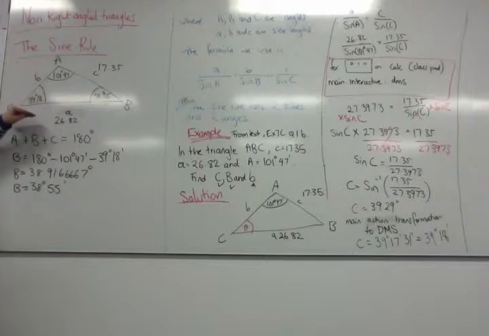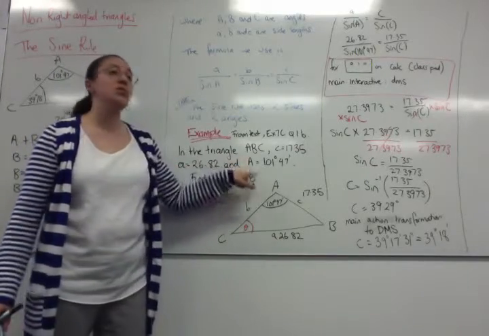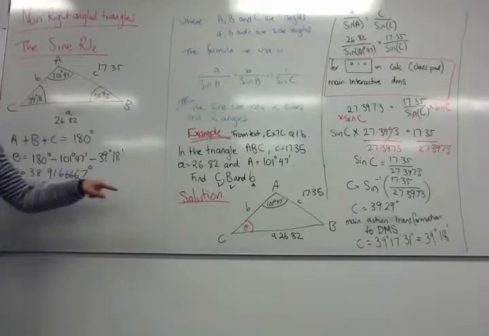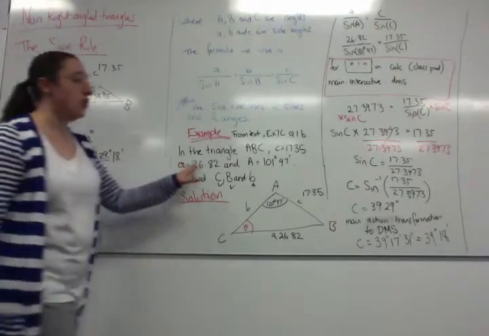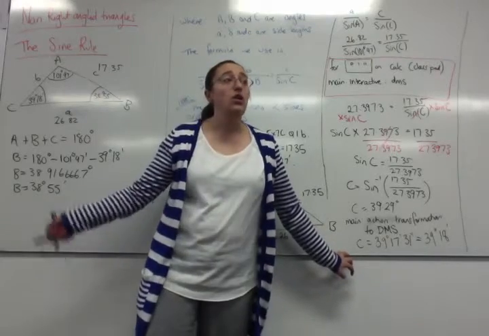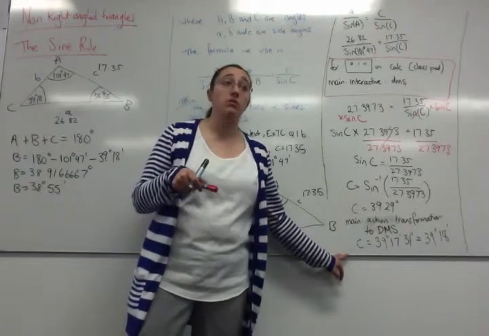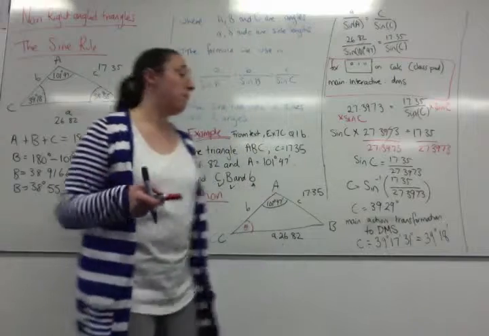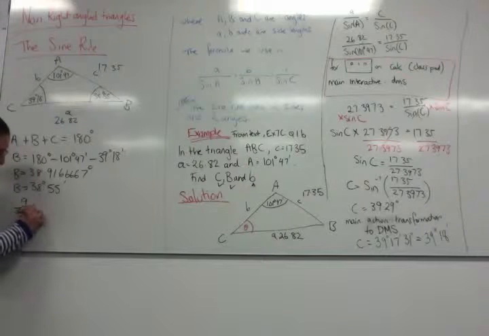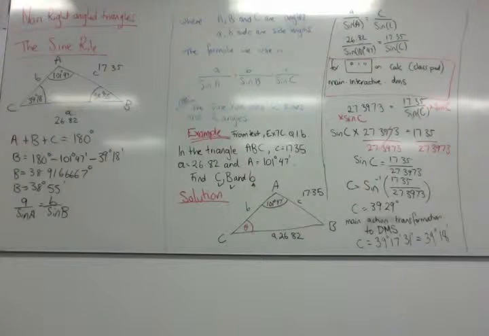So all I need to do is make a decision about which ones I'm going to use. I'm going to use A's because A's were given to me originally in my question. You want to try and use the information you were given in your questions, because if you've made a mistake in your answer for C and you go to use it to find the answer for little b, you could possibly be carrying through a big mistake. So you want to go back to what you were originally given. Is that fair enough? Alright, so we're going to use a over the sine of A is equal to b over the sine of B. Fill it in with your information.